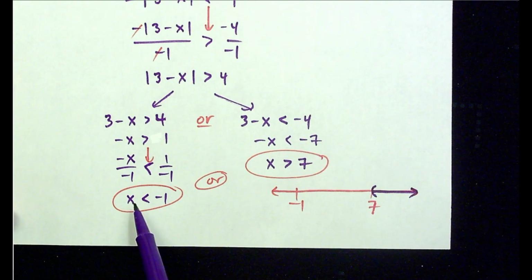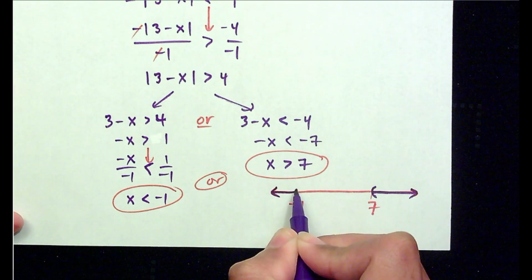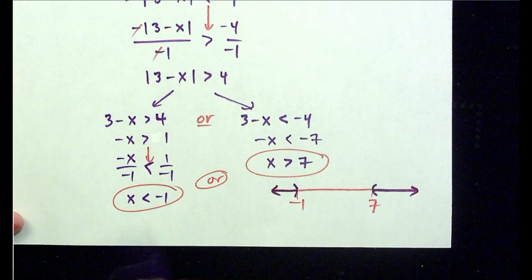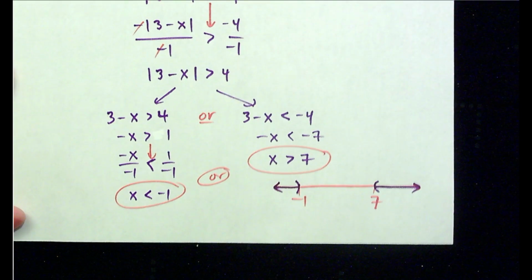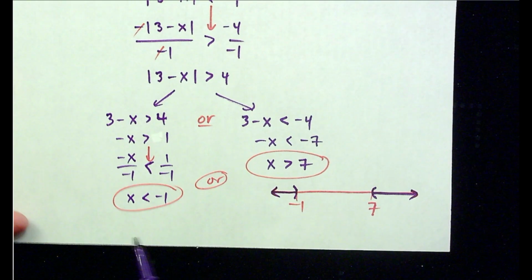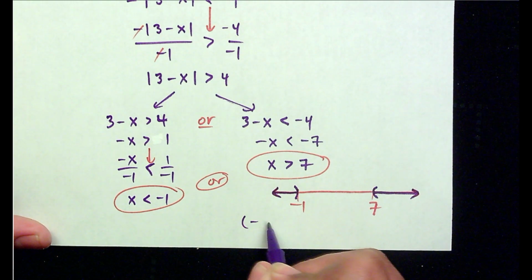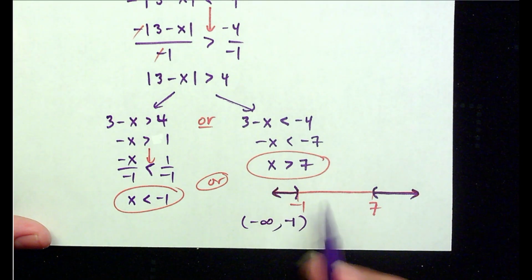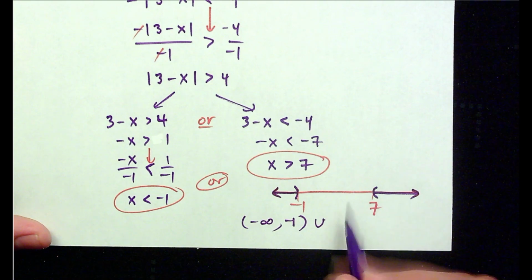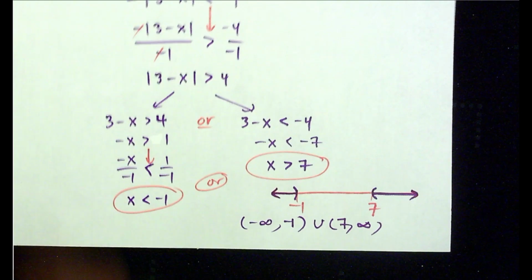This one says x less than negative 1. Less means to the left of, so I want all the numbers to the left of negative 1. And again, I would use parentheses because it doesn't say less than or equal to. If it said that, then I would use square bracket. And that's the graph of the answer. Writing the answer in interval notation, that would be from negative infinity to negative 1. So that would be that piece. Union this piece would be from 7 to positive infinity. Okay, and that's the answer in interval notation.